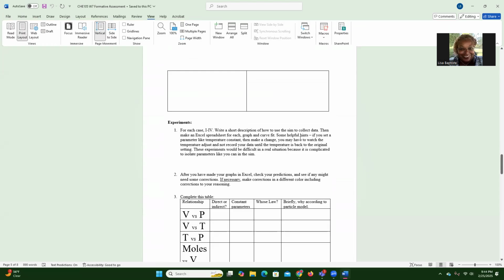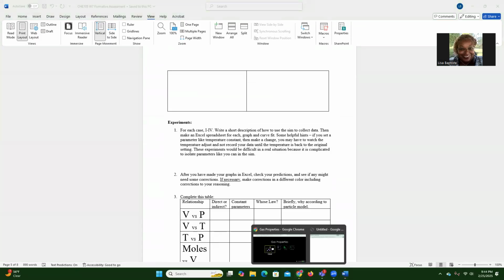And so for each case, you're going to write a short description of how to use the sim to collect data. Okay, this is simulator. Then you make an Excel spreadsheet for each graph and curve fit. Some helpful hints: if you set a parameter like temperature constant, then make a change, you may have to watch the temperature adjust and not record the data until the temperature is back to the original setting. These experiments would be difficult in a real situation because it's complicated to isolate parameters like you can in the simulation. So let's look at the simulation.